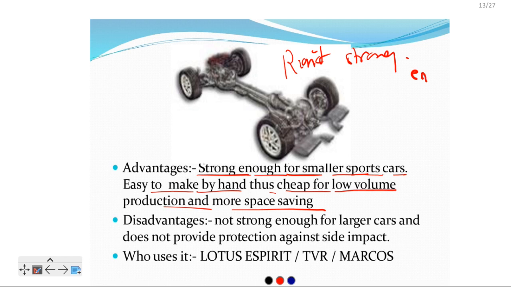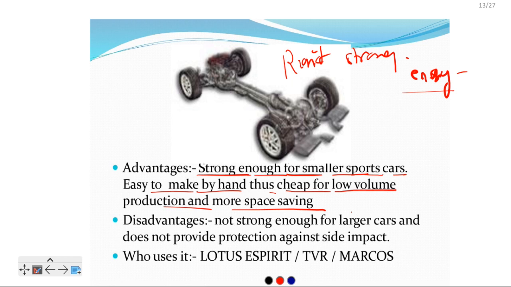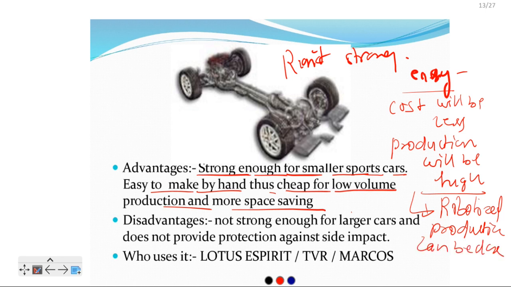See, if something is easy in manufacturing, cost will be less and production will be high. If it is very simple, that means robotized production can be done. Robotized production can be done. Space saving, obviously this one is very simple, so you have space there to use.